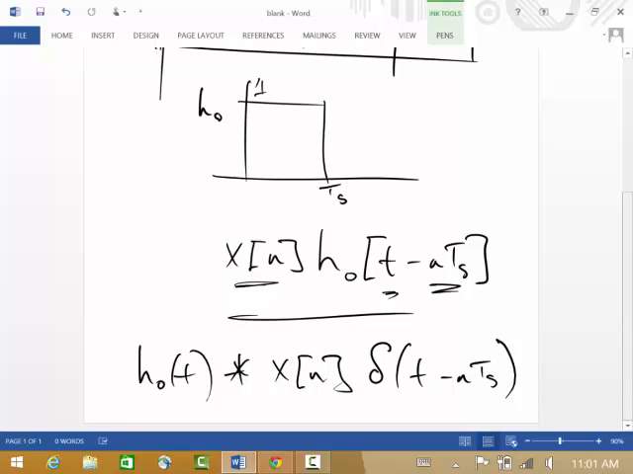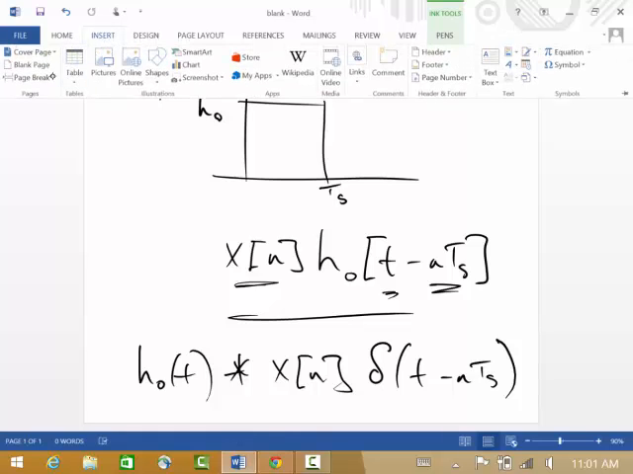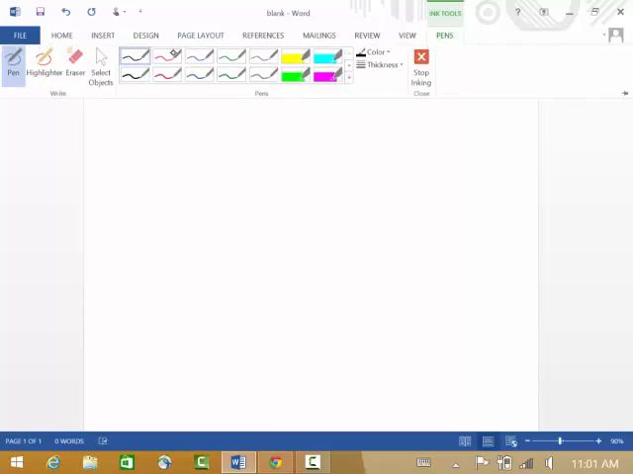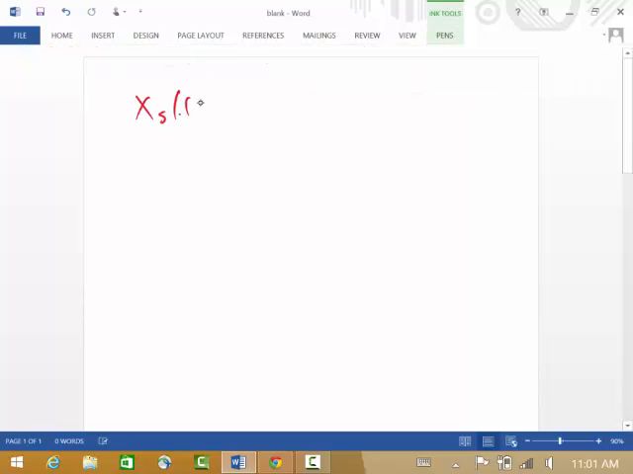The point I'm going to try and make is that when you sample a signal x of t, the sampled signal, xs of t, we write it as, how do I want to write this? Something like x of n Ts delta of t minus n Ts. Do you agree that that would be a way of writing the sampled signal?